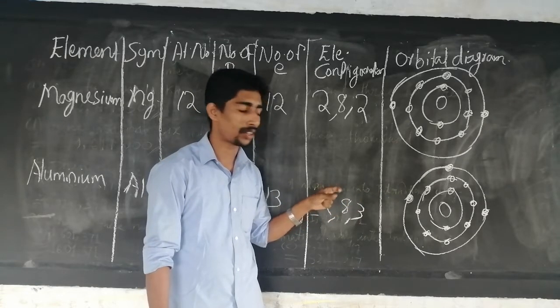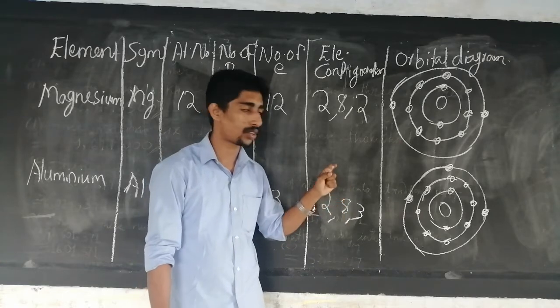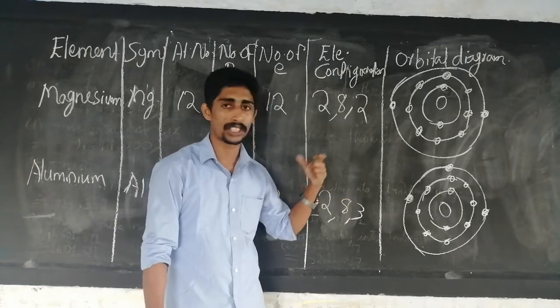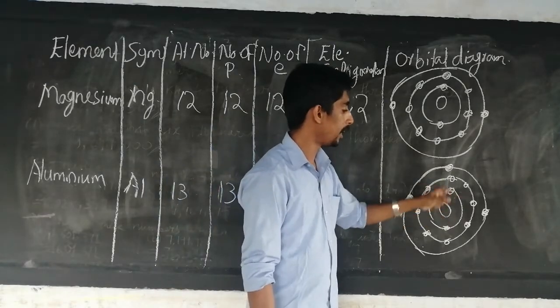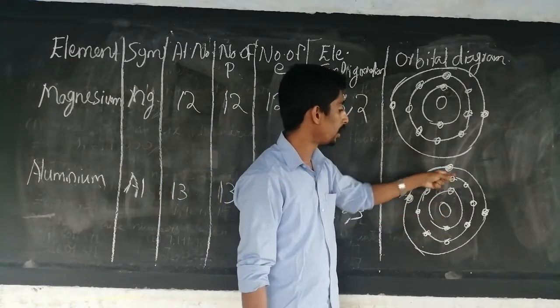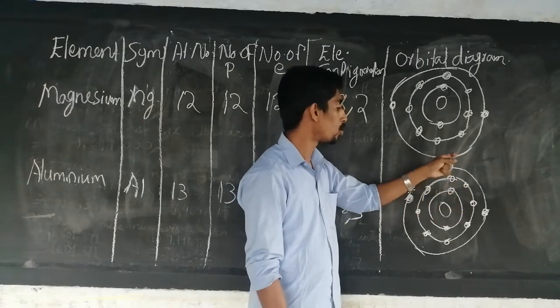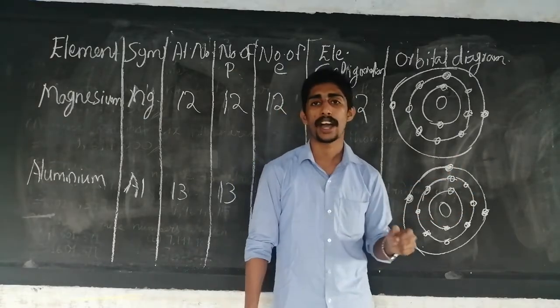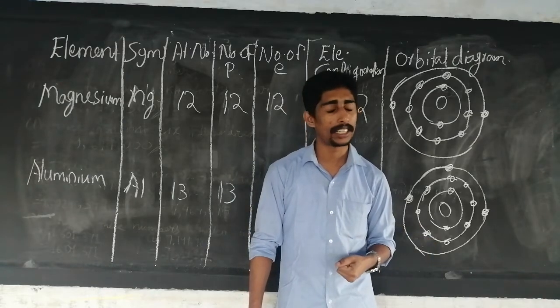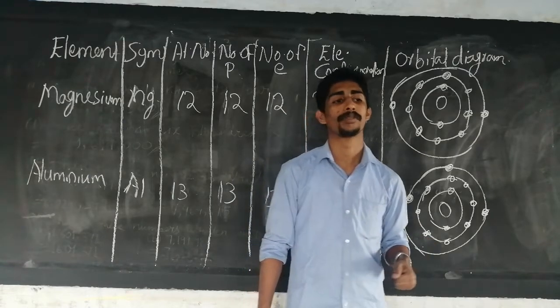So 2 electrons are in the first shell, 8 electrons are in the second shell, and 3 electrons are in the third shell. So you can see the first shell contains 2 electrons. Then the second shell contains 8 electrons. Third shell: 1, 2, 3. So 3 electrons are in the third shell. Okay.